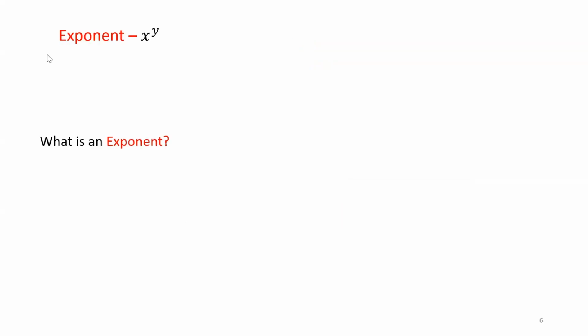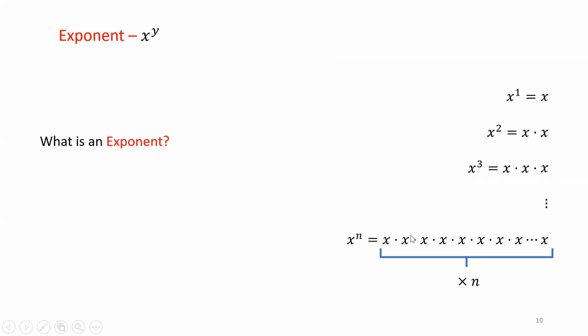So let's first start with exponents. What is an exponent, and what does it mean when you say x raised to the power y? Well, x raised to the power 1 is x, and x squared is x multiplied by itself 2 times. X cubed, therefore, is x multiplied by itself 3 times. And, extending the same principle, x^n is x multiplied by itself n times.